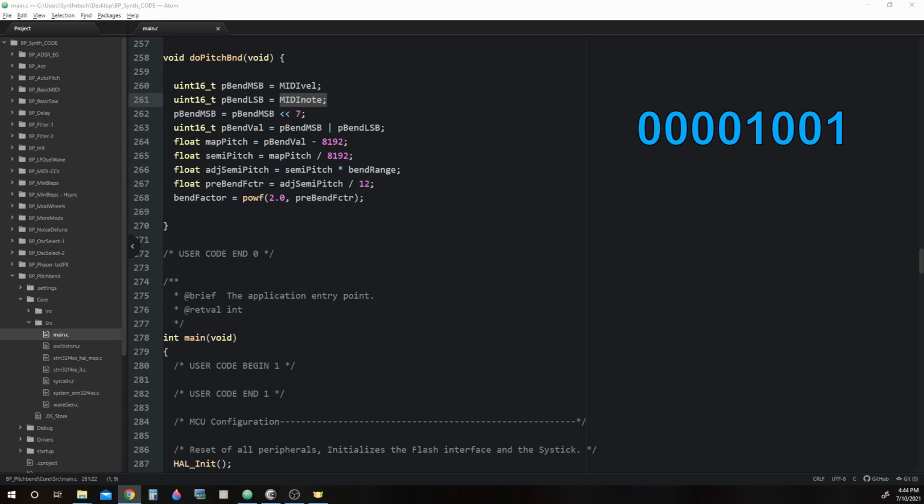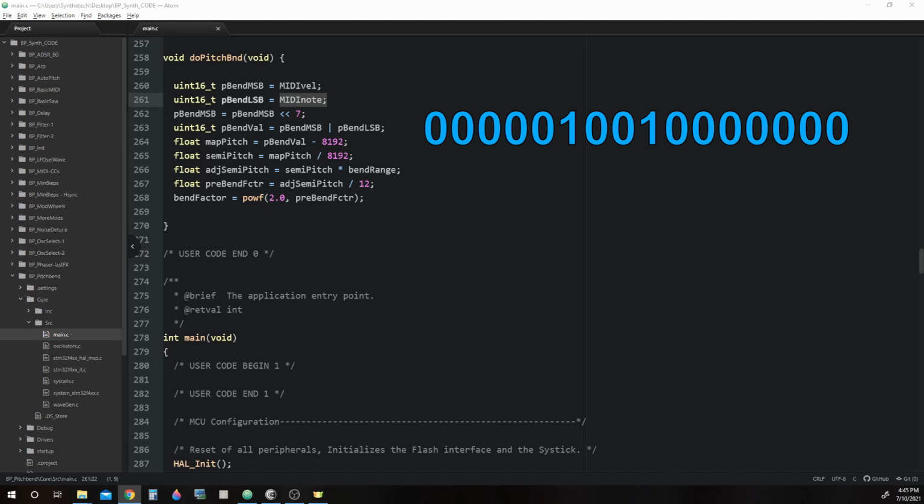Cast it to a 16-bit value and it looks like this. So let's say PBend MSB, which was the second data value, is this value now. We take PBend MSB and bit shift it to the left by 7 bits, like this. Now the data value is this.